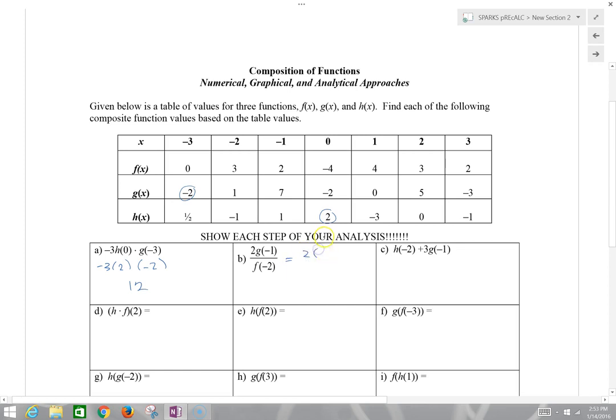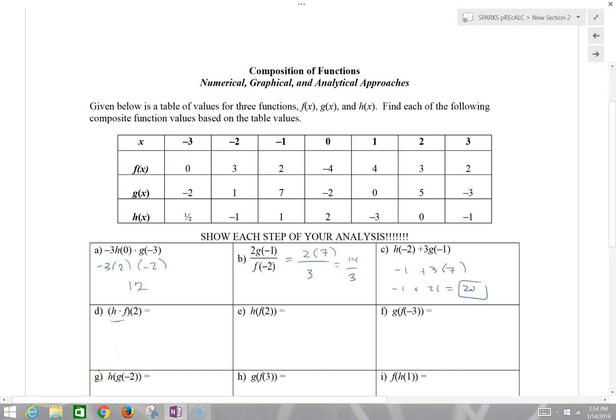2 times g of -1, that's 7, over f of -2. F of -2 is 3, which gives us 14/3. Go ahead and try C on your own. You might want to pause this so you can check your answer. The answer is 20.